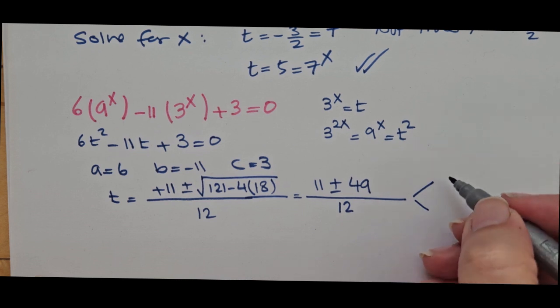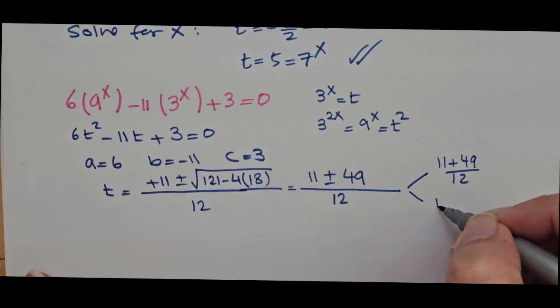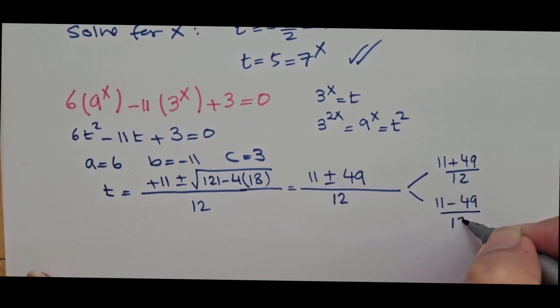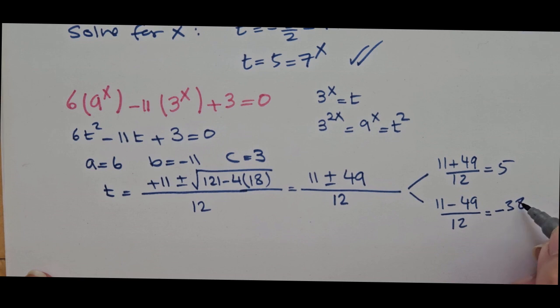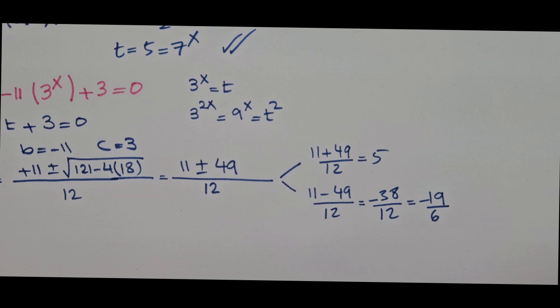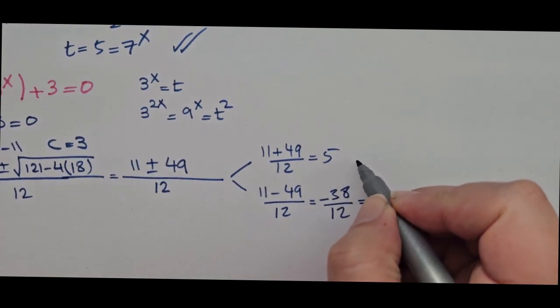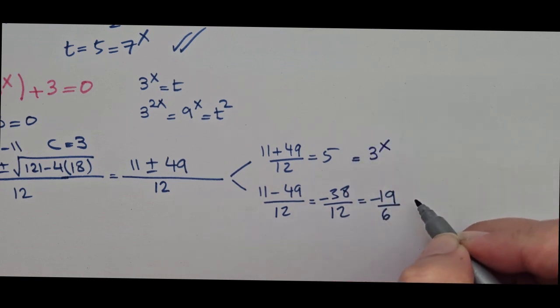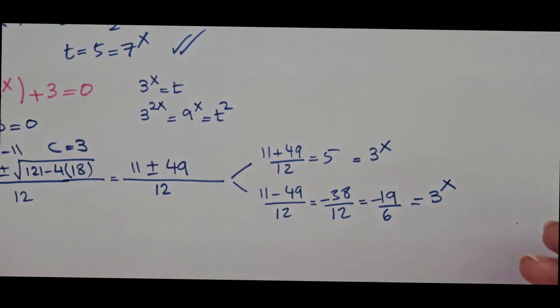So we get two answers. One of them is 11 plus 7 divided by 12, and the other one is 11 minus 7 divided by 12. So here it would be 18 over 12, which is 3 over 2, and here would be 4 over 12, which is 1 over 3. So these are the two answers you got so far for t. Remember, t is equal to 3 to the power x, right? 3 to the power x. So from here, you should be able to solve for x.